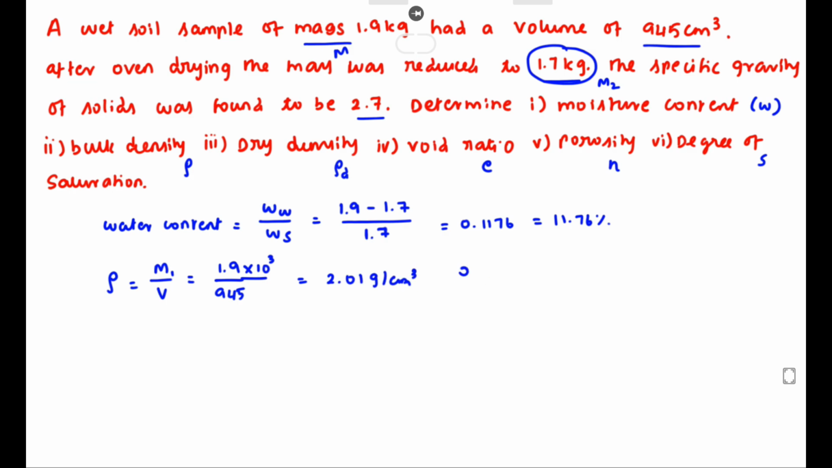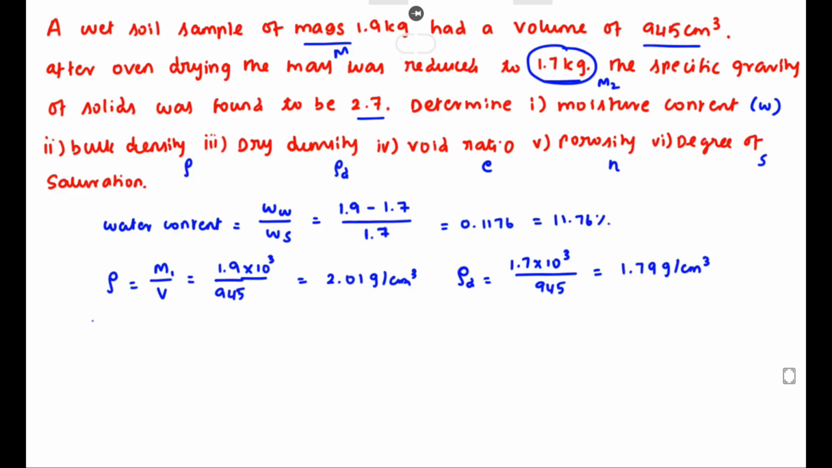Okay, so next thing is rho d, that is equal to 1.7 into 10 to the power 3 divided by 945. That is dry mass divided by volume. So now solving this we got the value of 1.79 gram per centimeter cube.